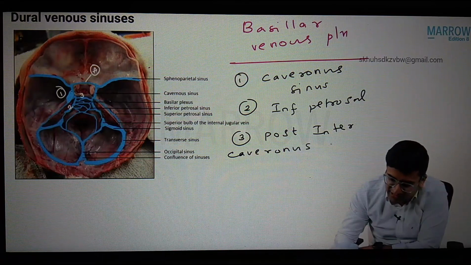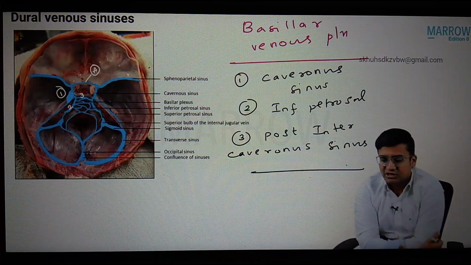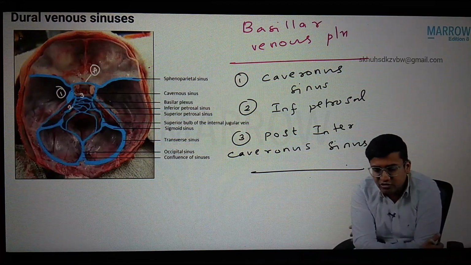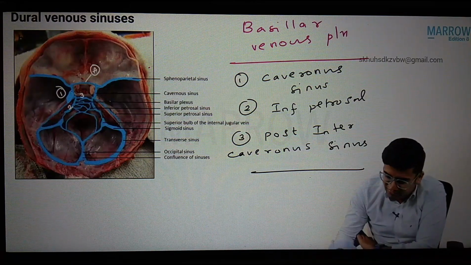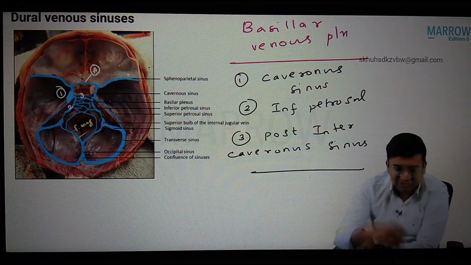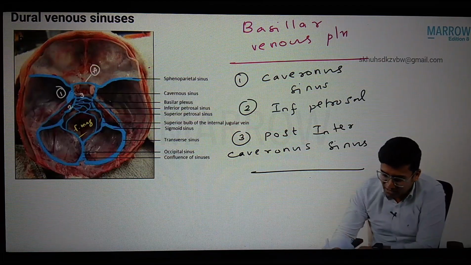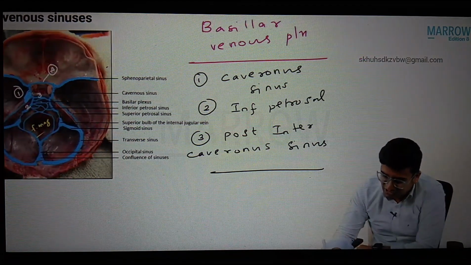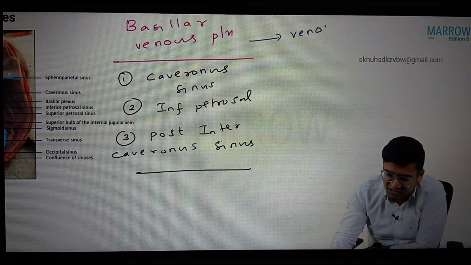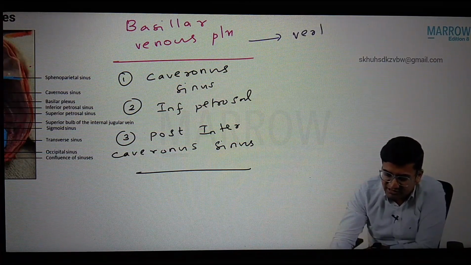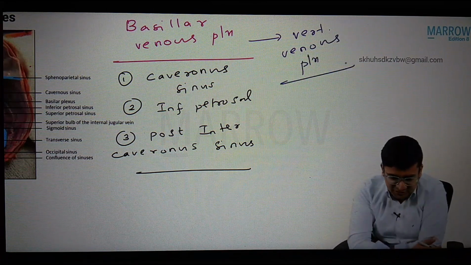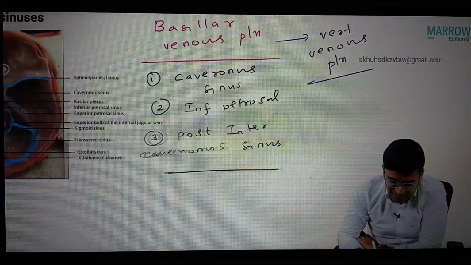Posterior intercavernous sinus. Okay. So, these 3 venous sinuses join together and give a contribution to the basilar venous plexus. Now, this is the foramen magnum. The basilar venous plexus is present just in front of the foramen magnum, and it in turn continues as the vertebral venous plexus. So, it's all about the basilar venous plexus.